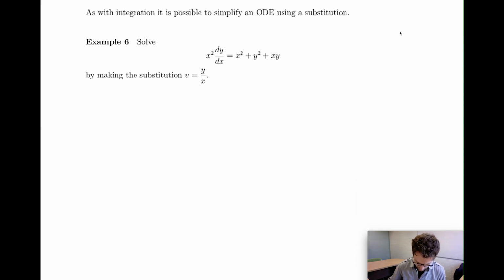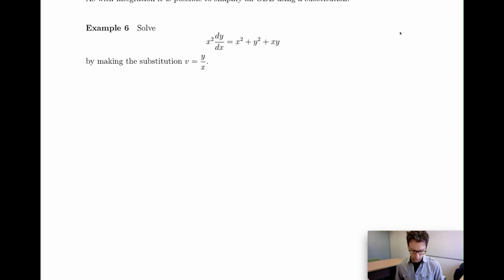Here's an example of one of those, example 6. We're given x squared dy dx is equal to x squared plus y squared plus xy. And we're told to make a substitution, v is equal to y over x.